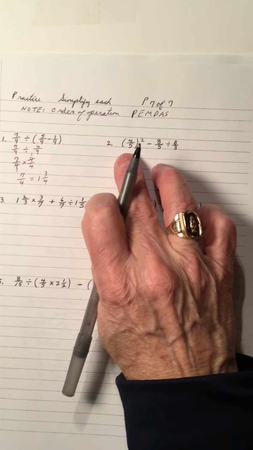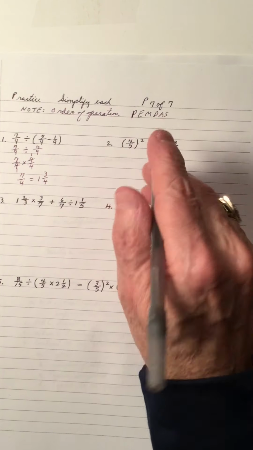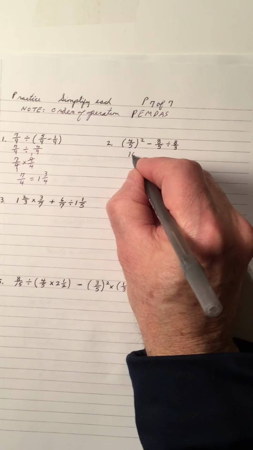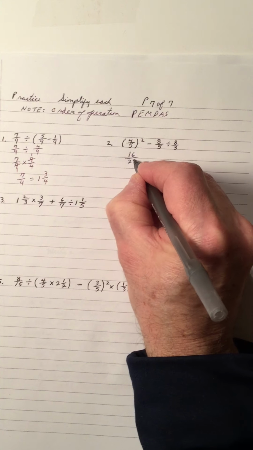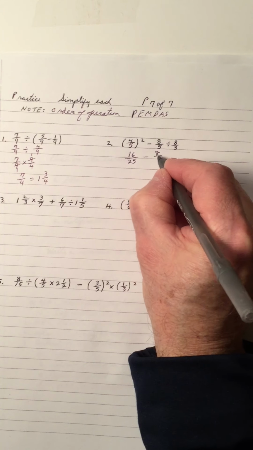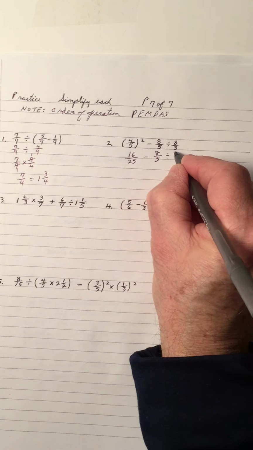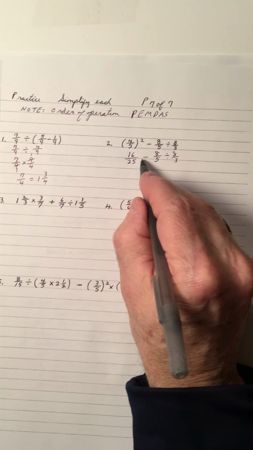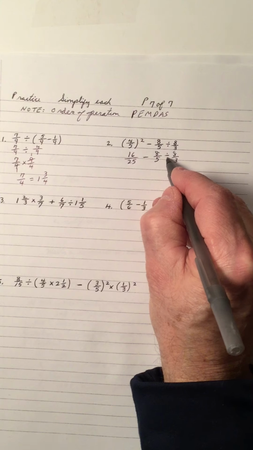I have no brackets in number 2, but I have an exponent. So I do my exponent first. 4 squared, 16. 5 squared, 25. Done. So I do that, and I write down the rest of the problem. Now I have a subtraction and a division.